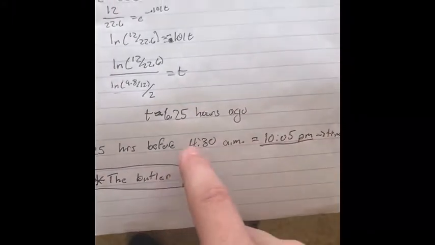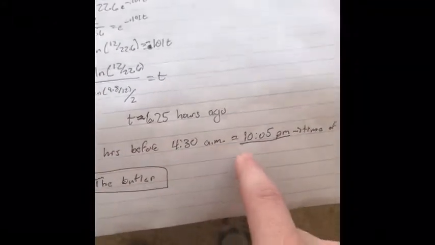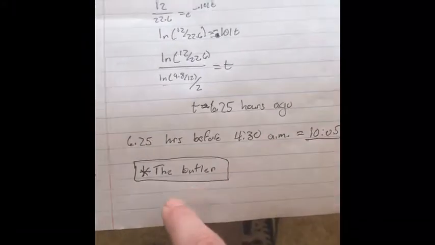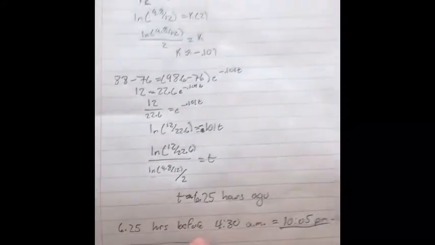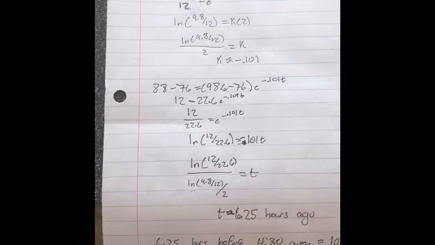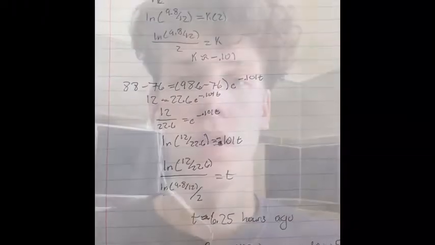So this is 6.25 hours before 4:30. So he was killed at 10:05, and the only person home at 10:05 was the butler. So all the information, all the math leads to the killer being the butler. And so guys, there you have it. The butler's a murderer, which makes perfect sense since the wife didn't even return home until 11 because of her having a late night at the theater, and the business partner not returning home until 11 either due to a late night out at the office.